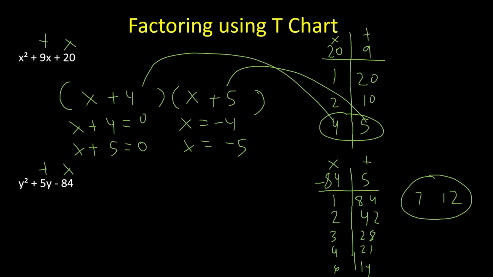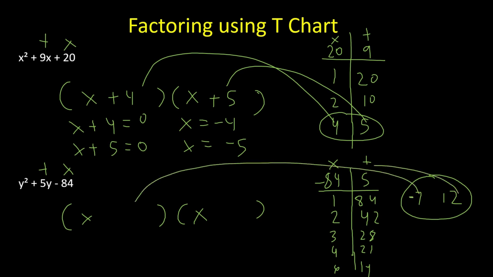And then from here, I have to figure out which one is negative, because it multiplies to negative 84. I know it's going to be negative 7, because it makes it a positive 5. Then we're going to do the same thing. Parentheses, parentheses, x, x, and then I know this goes here, and I know this goes here, so it'll be minus 7 plus 12. And then x will equal 7, x will equal negative 12.